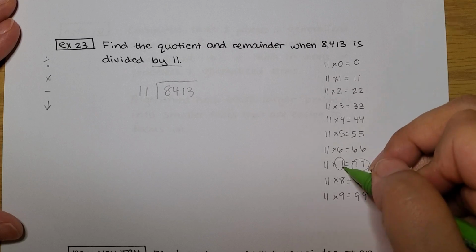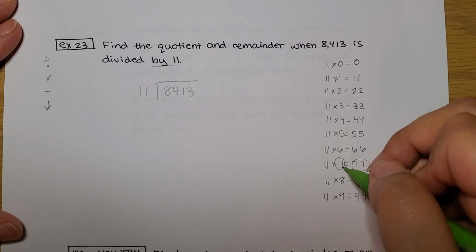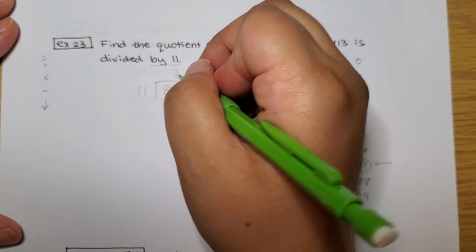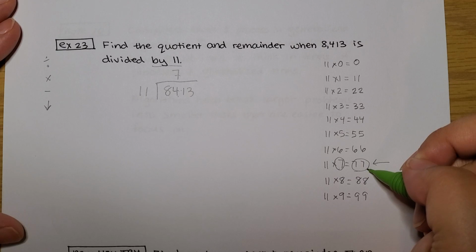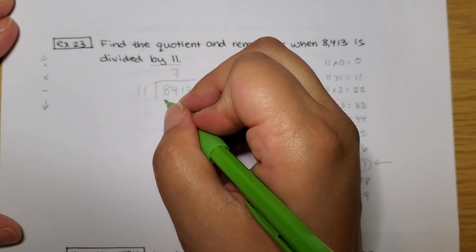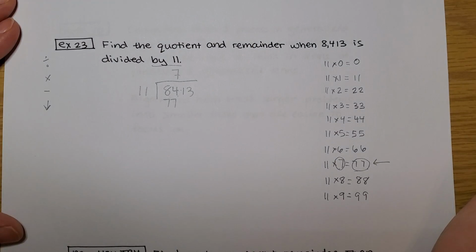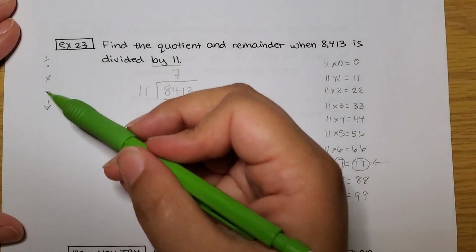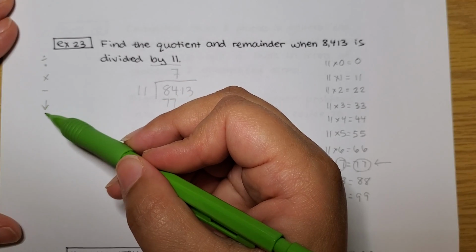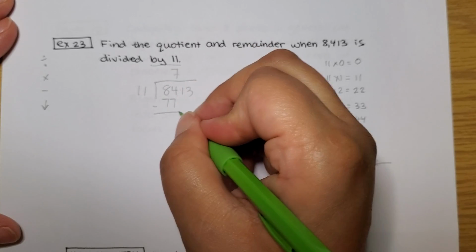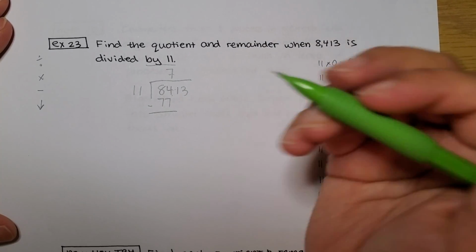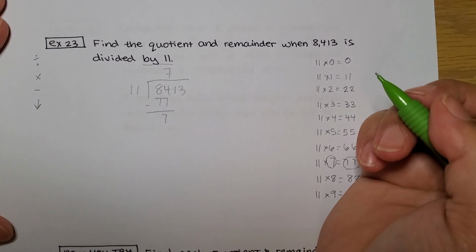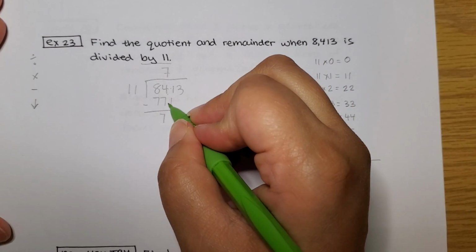This 7 is the answer to the dividing question. So I'm going to put it over the 4 since we looked at 84. And the 77 is the answer to the times question. So I'm going to put that underneath. Now I can do my subtract and then a bring down. So I'm going to subtract 84 minus 77, I think is 7. And I bring down the next digit.